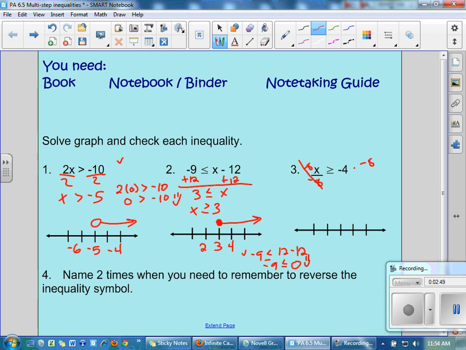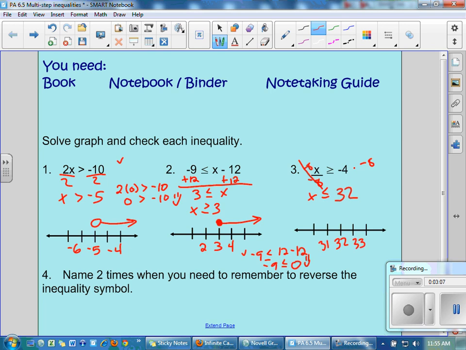Now, when I multiply by a negative, bells and whistles should be going off in my head right now. I have to flip the sign. If I multiply or divide by a negative, I have to flip the inequality symbol. -4 times -8 is positive 32. Put 32 in the middle.